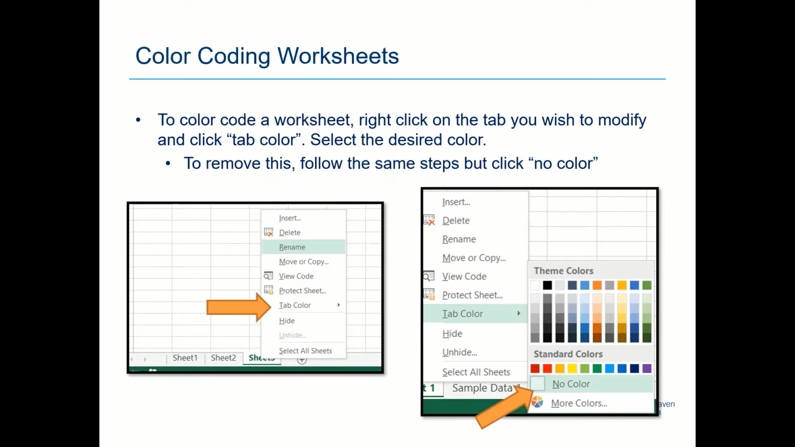Sometimes it makes a workbook look a little more attractive if you color code the worksheet names. And so to color code a worksheet, right click on the tab you wish to modify and click Tab Color. Select the desired color, and if you want to remove it, just go back through the same steps, but click No Color.